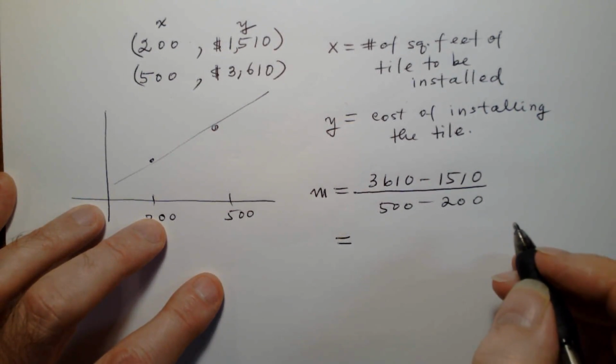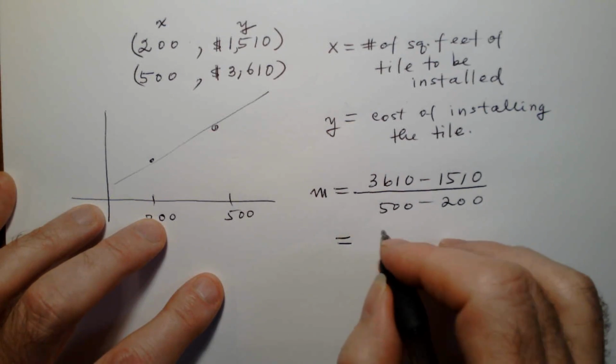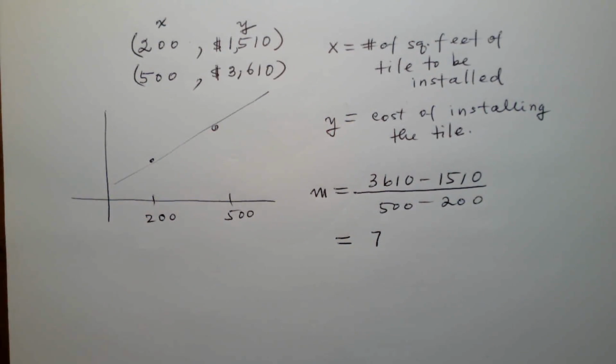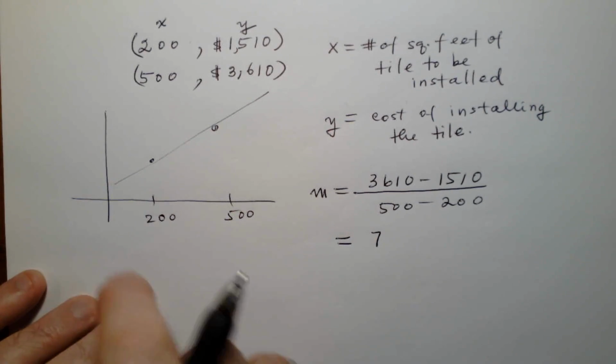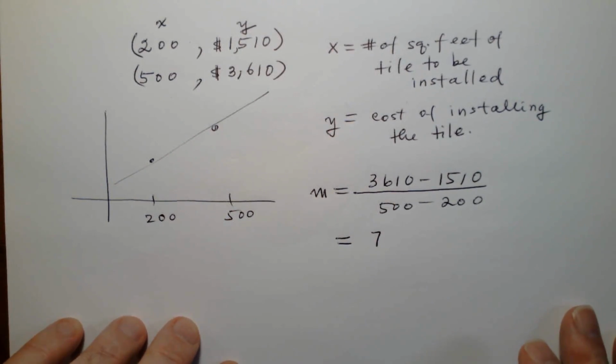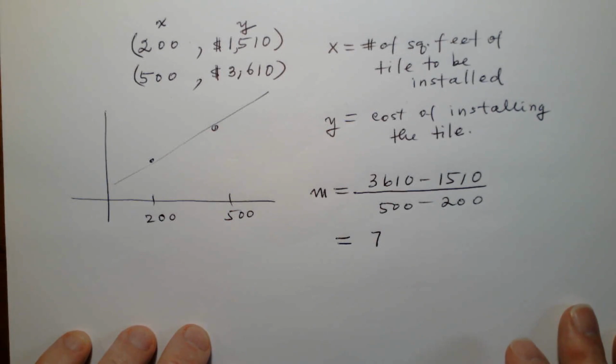And when you work that out, you get the number 7. All right, so I've set this up so that the numbers work out fairly nicely. We get the number 7. And then the next thing we have to do is find the intercept. We want to write this in slope-intercept form. That's very common in this context.